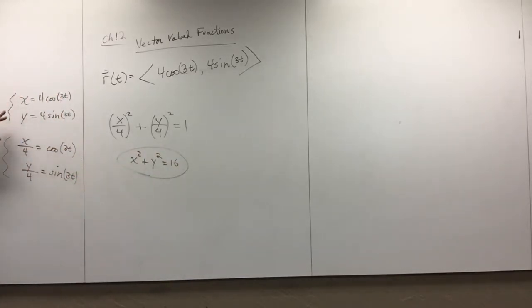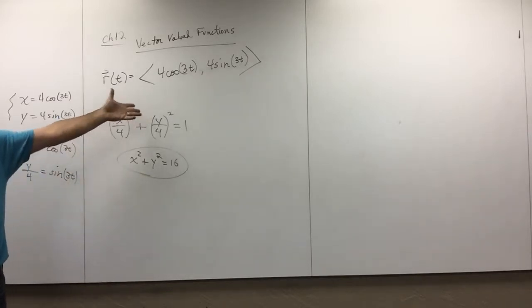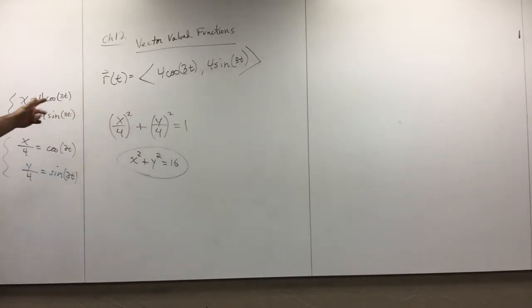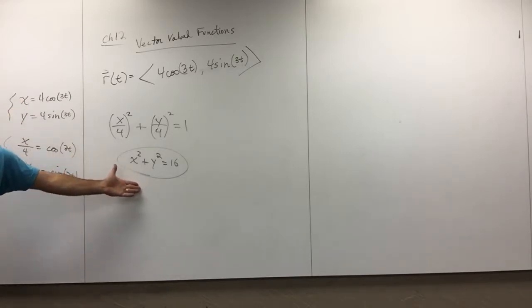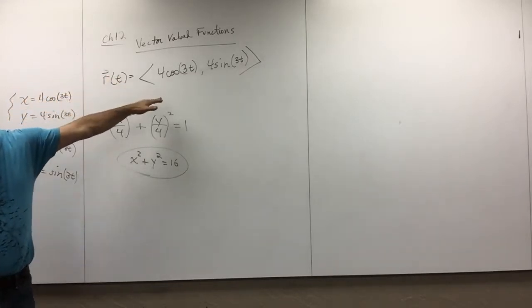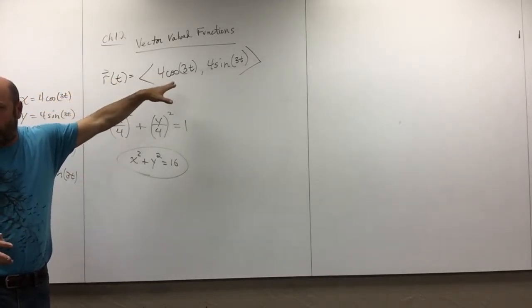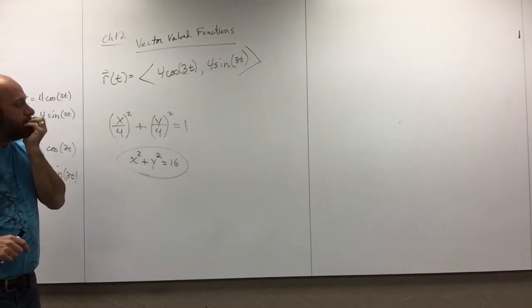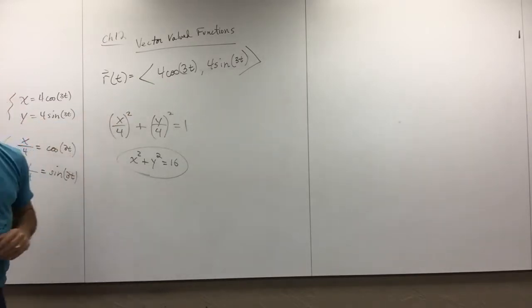That was a long little sort of a proof that proved to you that he's a circle of radius 4, centered at the origin. This is his rectangular equation. This is his parametric equation from chapter 10. This put into a vector format is what we're studying in chapter 12, vector valued functions. He's a circle of radius 4.